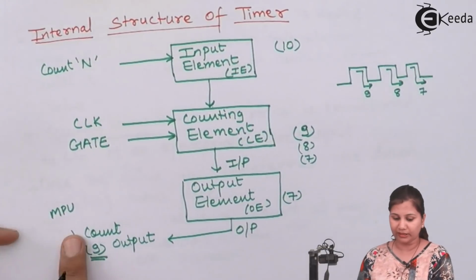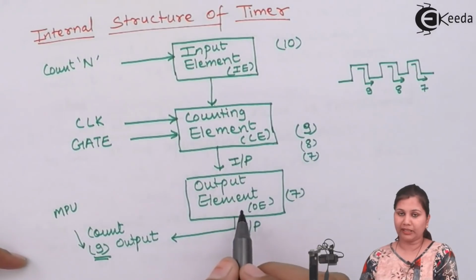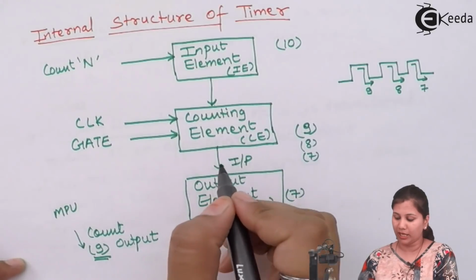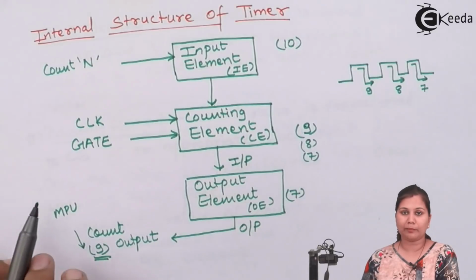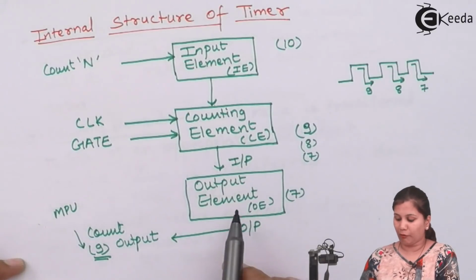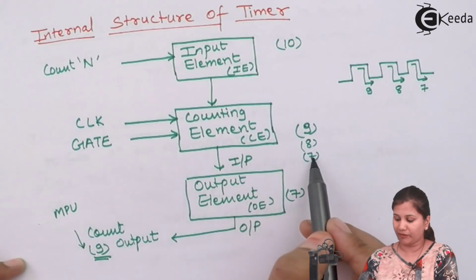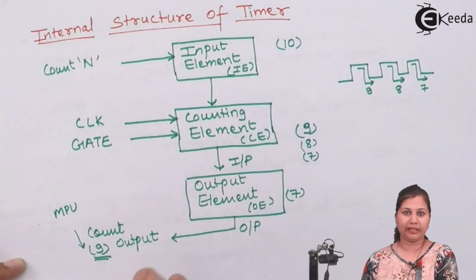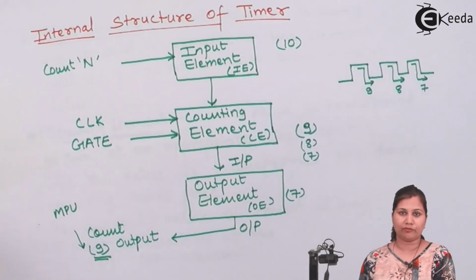Now once it has read the output element, the output element again becomes transparent, and whatever is the current value of the input will be available at the output. So once this 9 has been read by the microprocessor, the output element will again become a transparent latch, and this 7, 6, 5, 4, 3, 2, that means the current decrementing of the counter, will be available at the output element. So this is how the timers work.